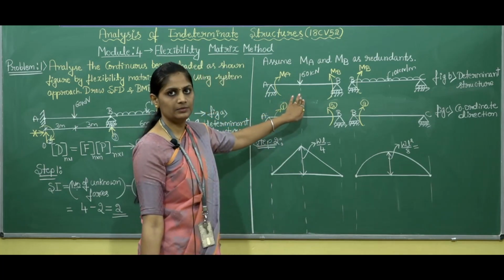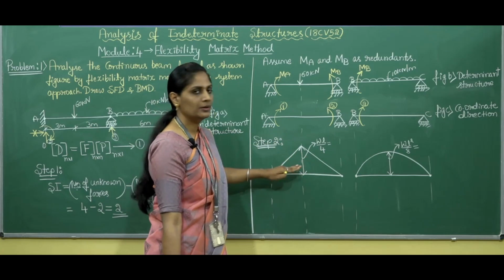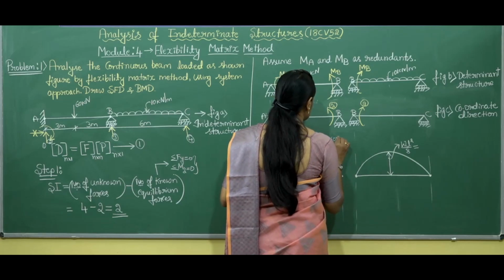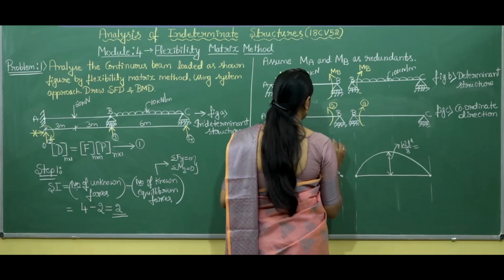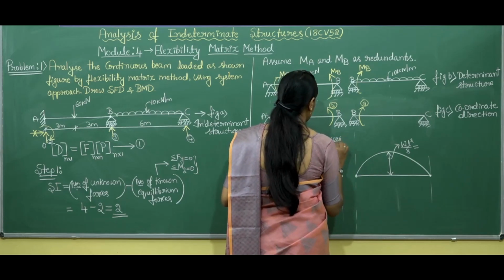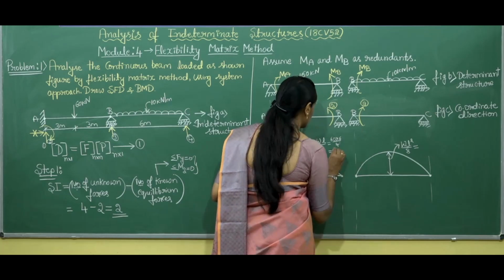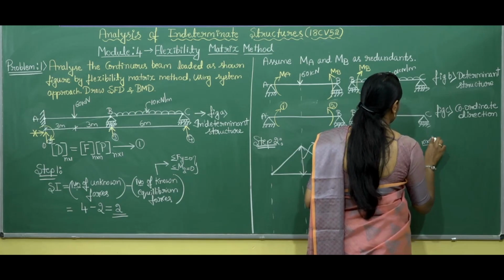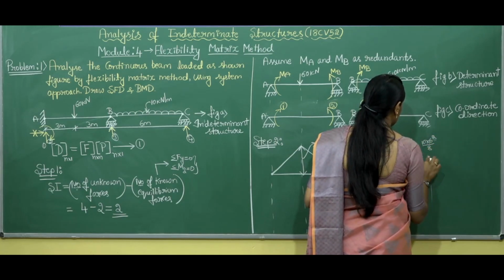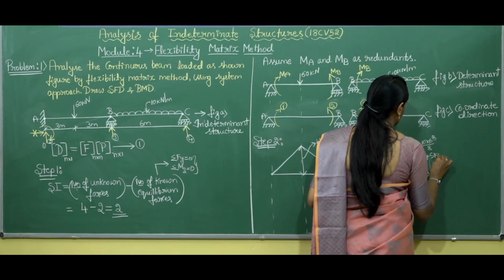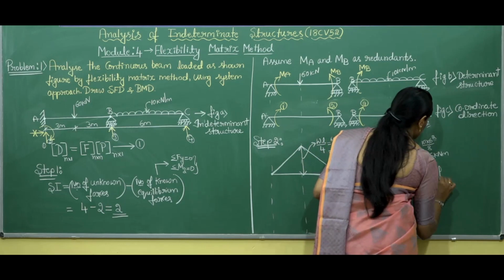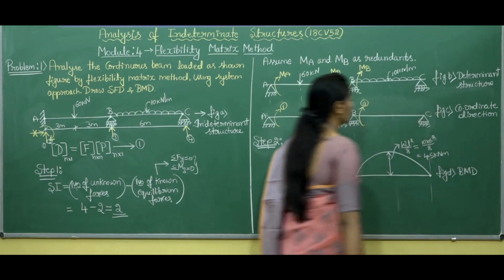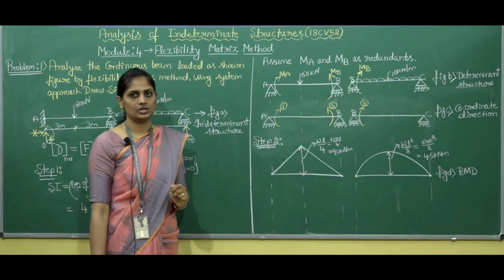So, this is the real beam and we are writing the bending moment diagram. This is WL by 4, meaning 60 into 6 divided by 4, and we'll get the value 90 kilonewton meter. Here it is 10 into 6 square divided by 8, and we'll get the value 45 kilonewton meter. So, this is called figure D. This is the given bending moment diagram for this particular loading condition.